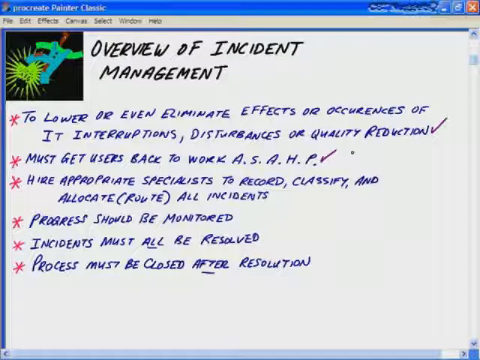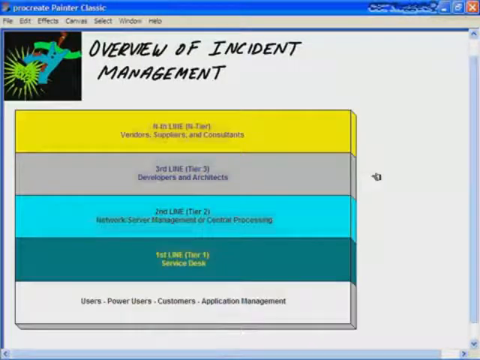This means your incident manager and his team need to hire the appropriate specialists, the appropriate people with IT expertise, to record, classify, and allocate or route to escalated tiers all of the incidents that occur. All along the way, the progress of incident management needs to be monitored. All the incidents must be resolved, and once they're resolved, the process should be officially closed with accompanying documentation.